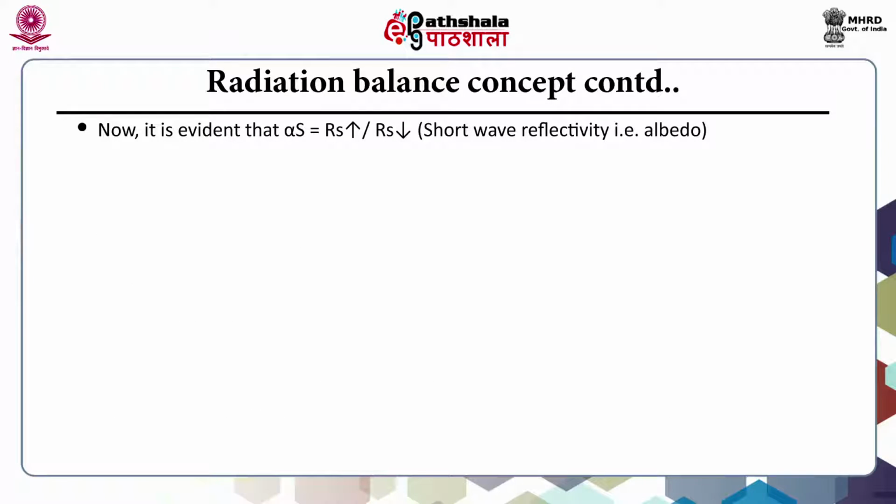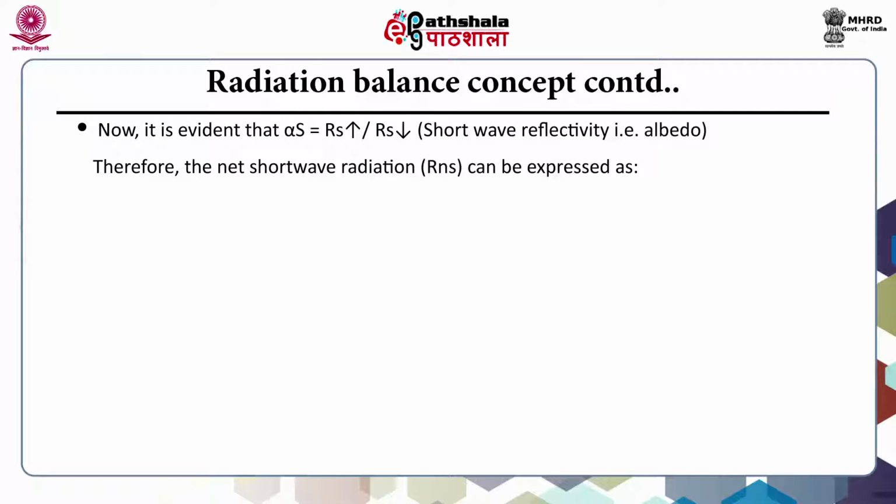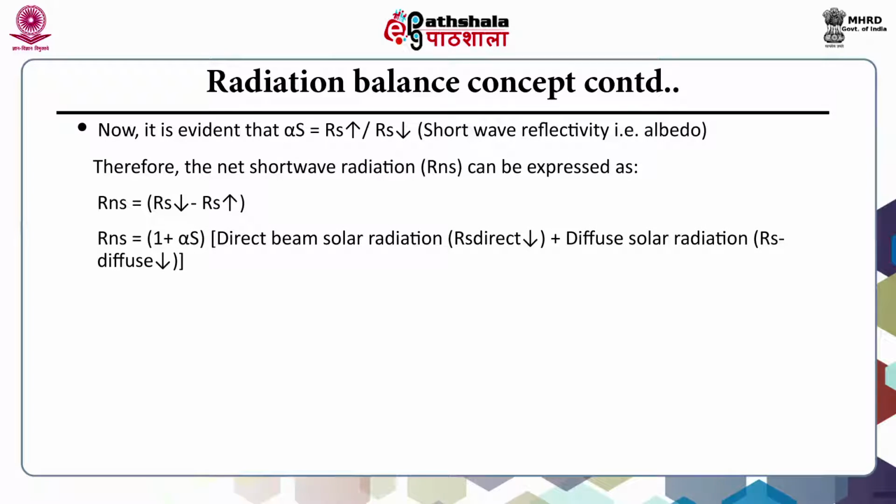It is evident that alpha S is equal to RS up arrow, the reflected short wave radiation, divided by RS down arrow, the downward short wave radiation, which is known as short wave reflectivity, or the albedo. Therefore, the net short wave radiation RNS can be expressed as RNS equal to RS downward short wave radiation minus the reflected short wave radiation. The net short wave radiation is equal to 1 minus alpha S multiplied by direct beam solar radiation, which is downward solar short wave radiation, plus diffuse solar radiation.